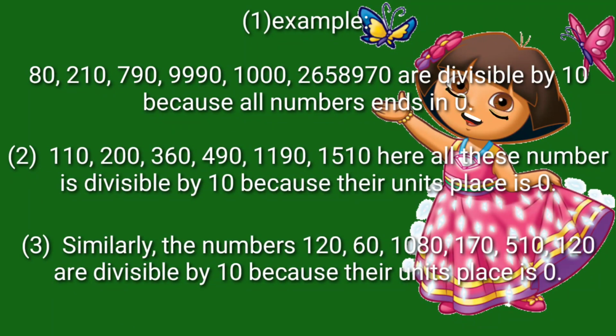Second example: 110, 200, 360, 490, 1190, 1510. All these numbers are divisible by 10 because their units place is a 0. Similarly, the numbers 120, 60, 1080, 170, 510, 120 are divisible by 10 because their units place is a 0.